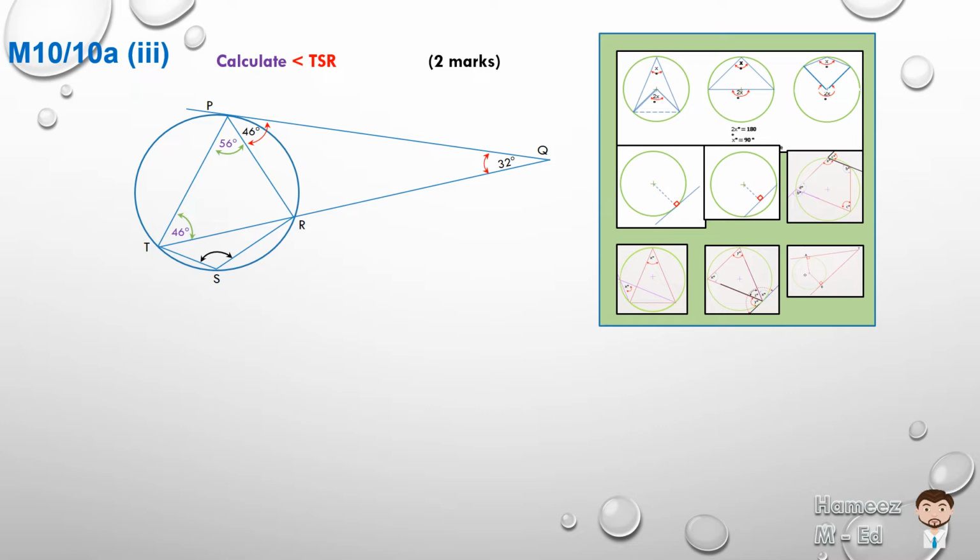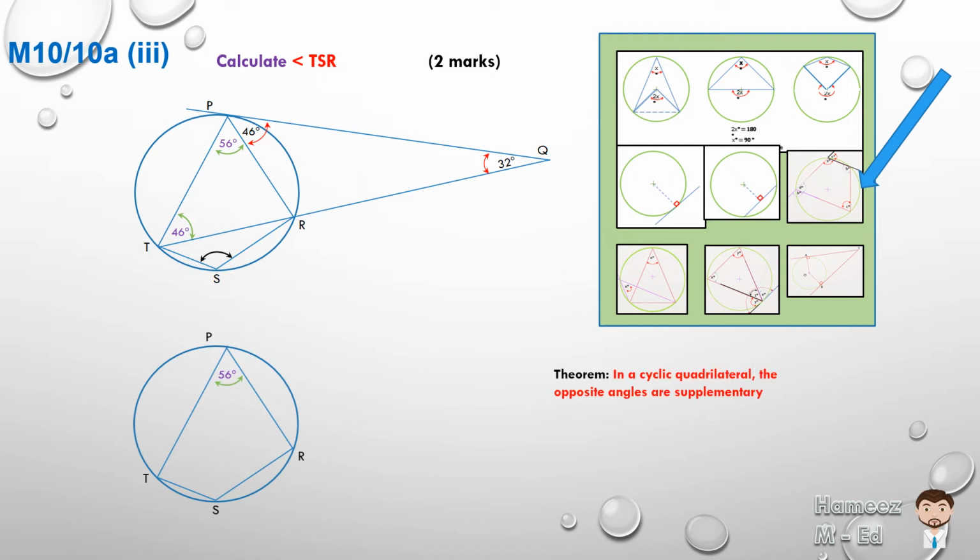And if we look at our rules on the right-hand side, we can see our 6th diagram shows us the rules about cyclic quadrilaterals. So let's extract it and recall what the theorem is telling us. In a cyclic quadrilateral, the opposite angles are supplementary. And what does that mean?